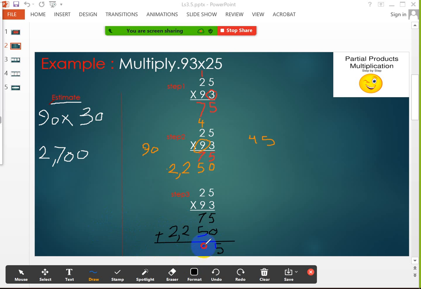So I will put 2 here and 1 above the hundreds. 1 plus 2 equals 3. And there is no 1,000 to add, so I will take the 1,000 and write it here. So the final answer is 2,325. So this is the strategy that I will use, the regrouping strategy, to find the multiplication. Okay?